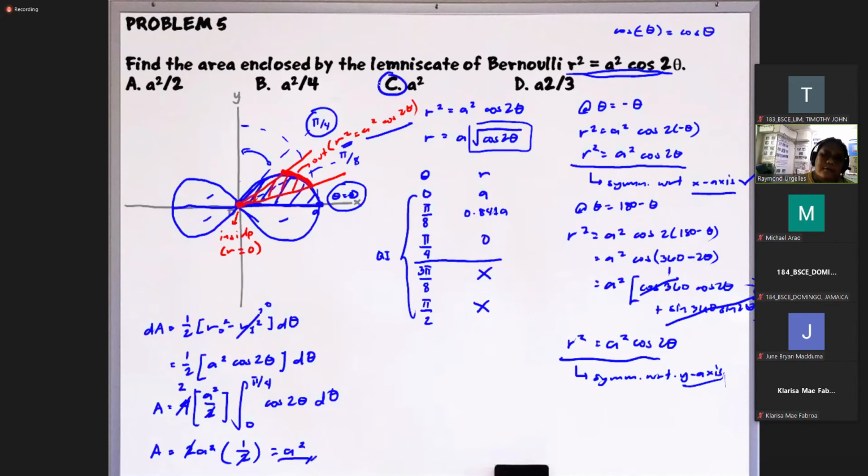Diba? So therefore, we have letters. Okay? So again, mas maganda pang i-drawing nyo muna yung problem. No? So kasi minsan may nakikita tayo na parang ways para sa easier calculation. Diba? So in this case, hinati natin siya sa 4 na equal parts. We solve 1 part. We multiply it by 4. Diba? So we get the same solution. No? So any questions para dito? Okay.